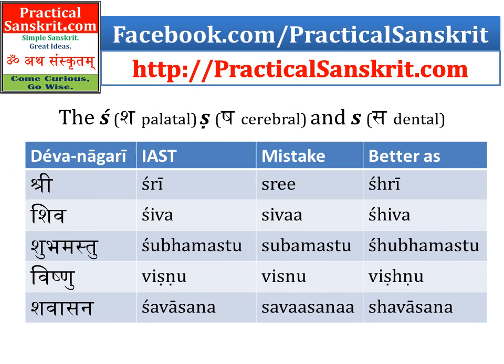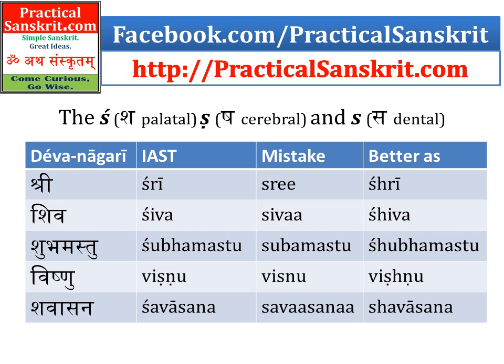The second source of confusion comes from the three S sounds, sh, sh, s. The first one is palatal, second is cerebral, and the third is dental. One of the most common words in Sanskrit that is mispronounced is Shri. It's a palatal sound, sh, r, ee, Shri.